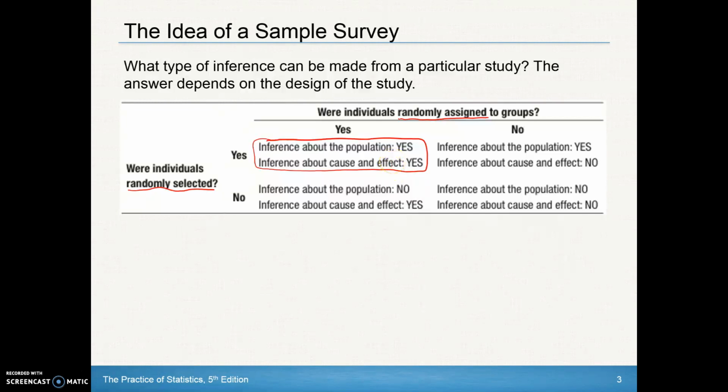Now, if our individuals are randomly selected, but we did not put them into groups randomly, we can't make an inference about the population, but we can establish cause and effect. So again, if you want to establish cause and effect, you want to make sure you randomly assign the people from the population.